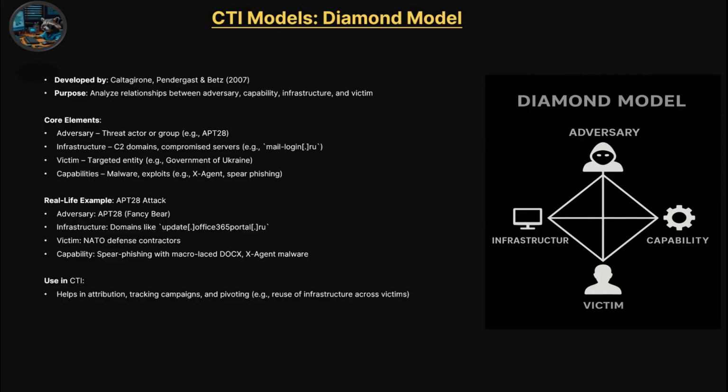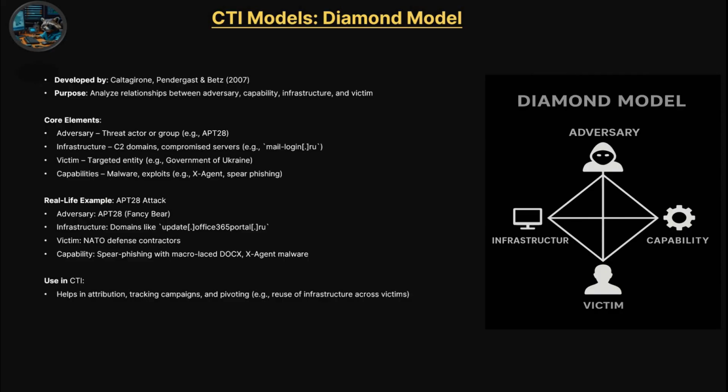Okay. What are the core elements? Adversary means who is the threat actor or group behind the particular attack, for example, APT28. What is the infrastructure? C2 domains, compromised servers, for example, maillogin.ru. Victim, targeted entity, for example, government of Ukraine. Capabilities, malware, exploits, for example, X-Agent, spear phishing. Real life, APT28. Adversary is APT28, Fancy Bear.